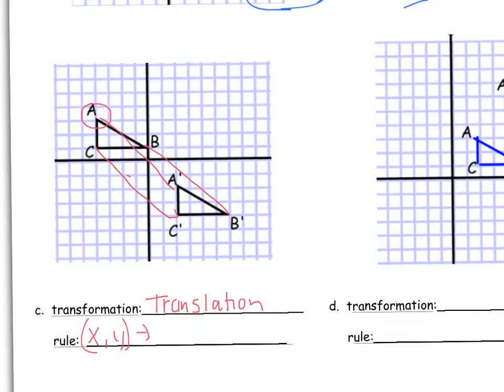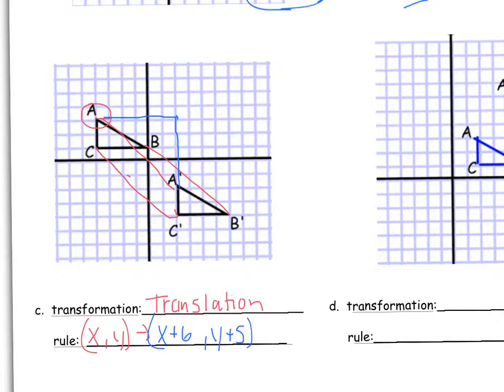So what did we have to do to A to get to our new A? I'm going to start with the X. We had to go over, I'm going to do this in blue, 1, 2, 3, 4, 5, 6 to the right. So we had to add 6. And we had to go down 1, 2, 3, 4, 5. So we added 5.